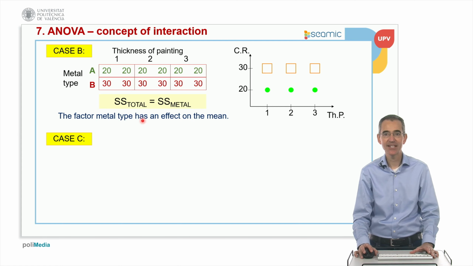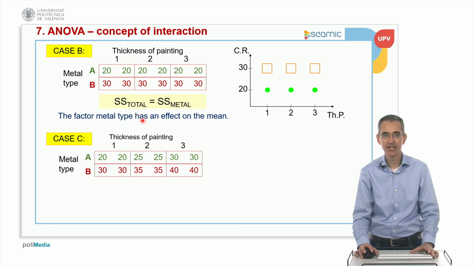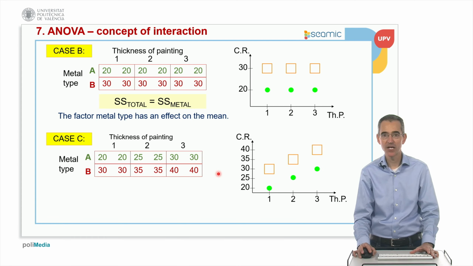Then let's discuss this other example. In this case, when we change the metal type, there is an effect, but also if we change the thickness, there is another effect, because the value is not the same, it changes. If we represent graphically the values, we have something like this. So we have in this case two lines which are parallel, and this is important.